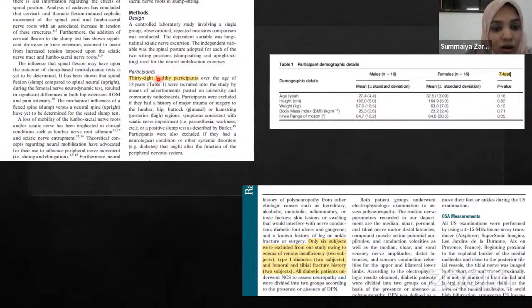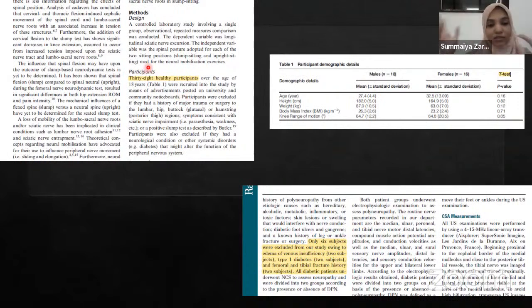Look, 38 healthy participants in the age group of 18 years were recruited into the study. If you can look here, into the study by means of advertisement posted on university and community notice board. It is clear cut they have done this. But if you don't mention this, 38 healthy participants over the age group of 18 years were recruited into the study. That's it. Now, this sounds very fishy to the reviewer who's reading this. Only the thing is, you have to actually do it to add the line. I'm not saying just add the line, but you have to actually do it. And it's very simple.